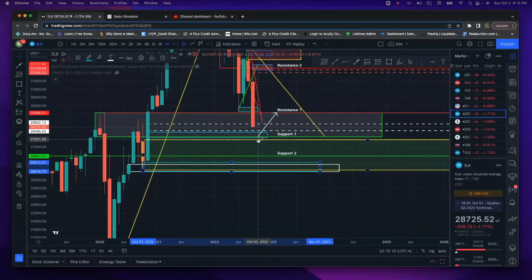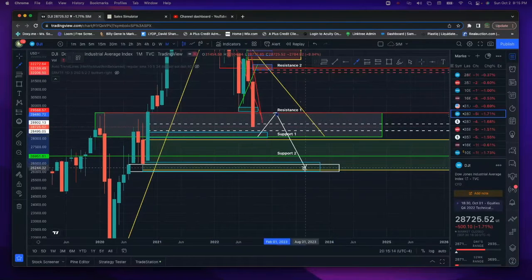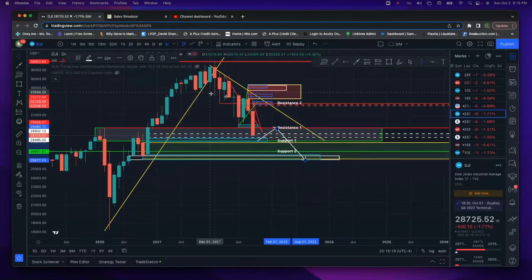So if price does come up here and reject, you can see potentially price even come further down to this level here before we start moving. So again, that's the DJI. Let me go to the daily and show you guys what that looked like.